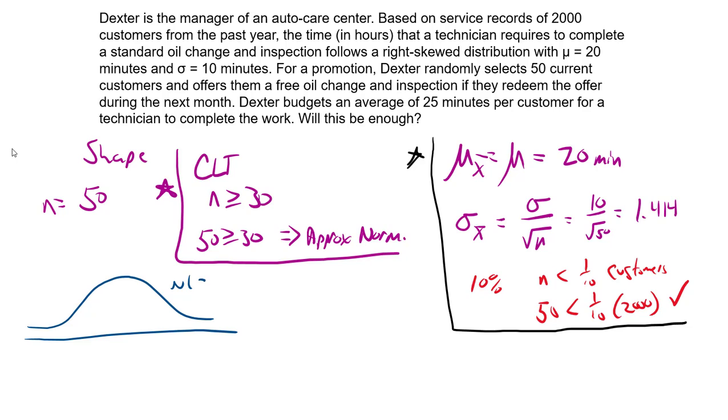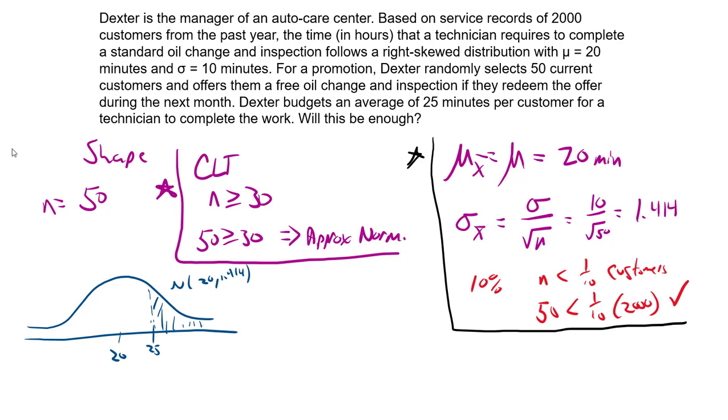And our mean should be 20, and our standard deviation should be 1.414. Okay, so again, our mean is 20, and we're going to say 25. I want to know the probability that it takes more than 25 minutes to complete the work, so we're going to say above 25.